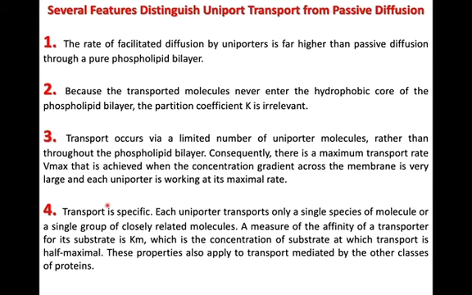Another important feature of the uniporter is that the transport is specific. Each uniporter transports only a single species of molecule or a single group of closely related molecules. The measure of the affinity of a transporter for its substrate is termed Km, which is the concentration of the substrate at which the transport is half maximum. These properties also apply to transport of molecules by the other classes of protein. Okay.